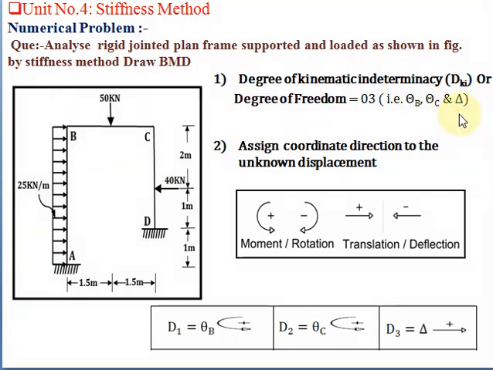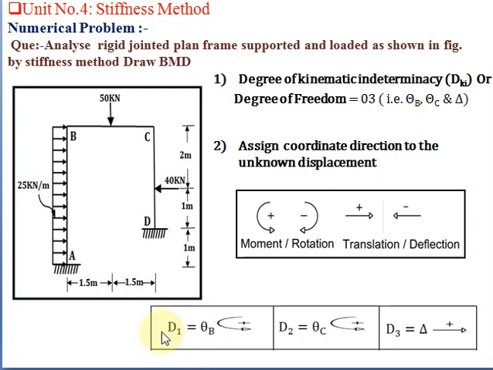Now the second step: we'll assign the coordinate direction to the unknown displacement. Here the unknowns are theta B, theta C, and delta. Anti-clockwise movement we are considering as positive, clockwise negative. Towards right positive, towards left negative. Now we'll assign the coordinate direction to the unknown displacement. The first unknown is theta B, we'll call it D1. This will be our first unknown.